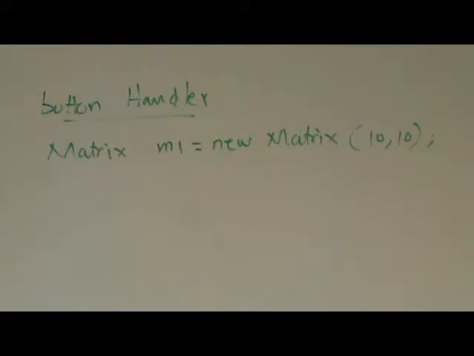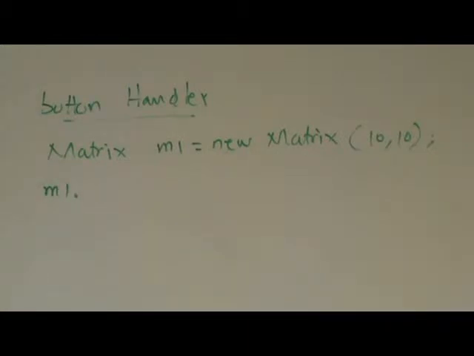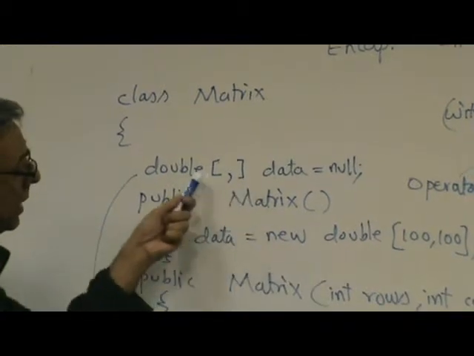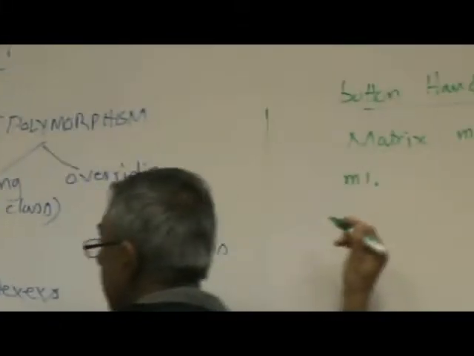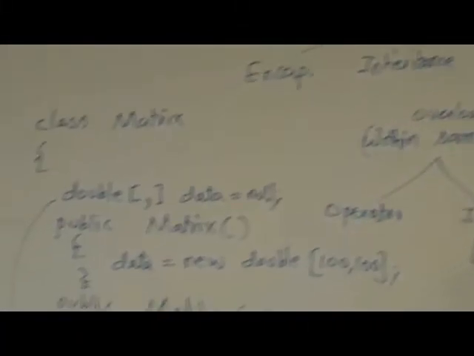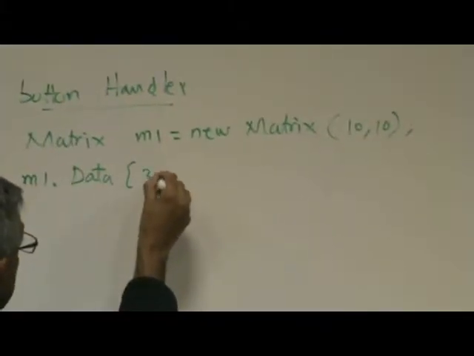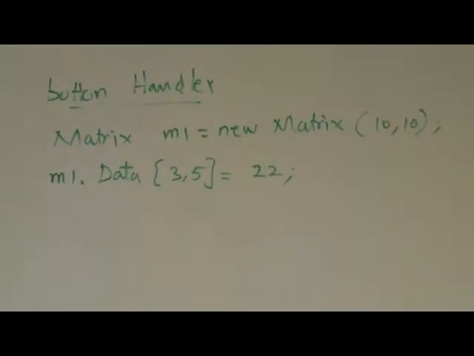Now, how will they store the data, let's say in row 0, column 0? What will the user say? M1 dot... see, we wanted to store something in row 0, column 0 location, right? Data is the two-dimensional array where we store. So somebody will have to say M1, and this is outside the class, so they'll have to go through the public property double, correct? So they will have to say M1 of data, for example, 3 comma 5 equal to whatever, 22. Okay, and they'll be able to access it.